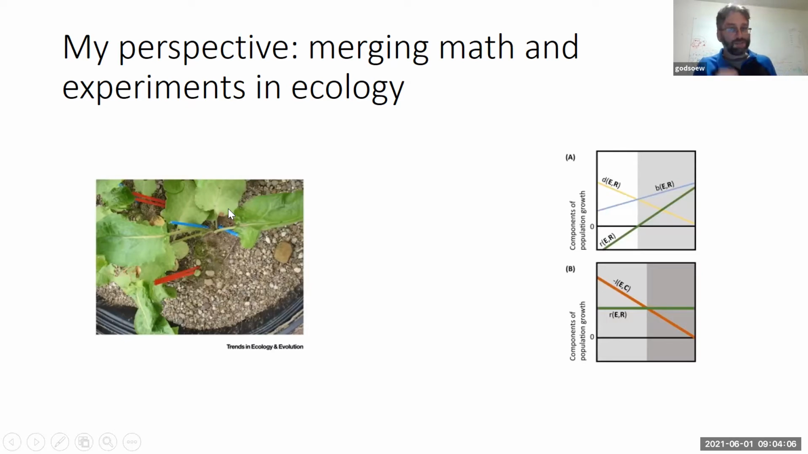This is a curly dock, which is an invasive species in New Zealand. This is from an experiment that a colleague of mine, Angela Brandt, did. And when we do experiments in ecology, they always feel completely artificial. So here, there are a couple of plants growing in a pot. The red tags are one type of plant, and the blue tags are another type of plant.